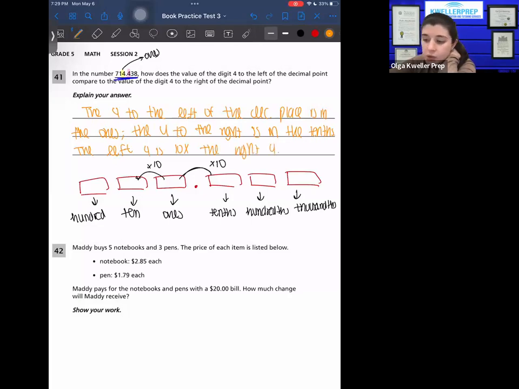So you have to answer their question, right? They said compare the value. So you have to say that one is bigger than the other or one is 10 times as big. You answer that question and then you explain your understanding of the concepts, which in this case is different placements and how those compare to each other.